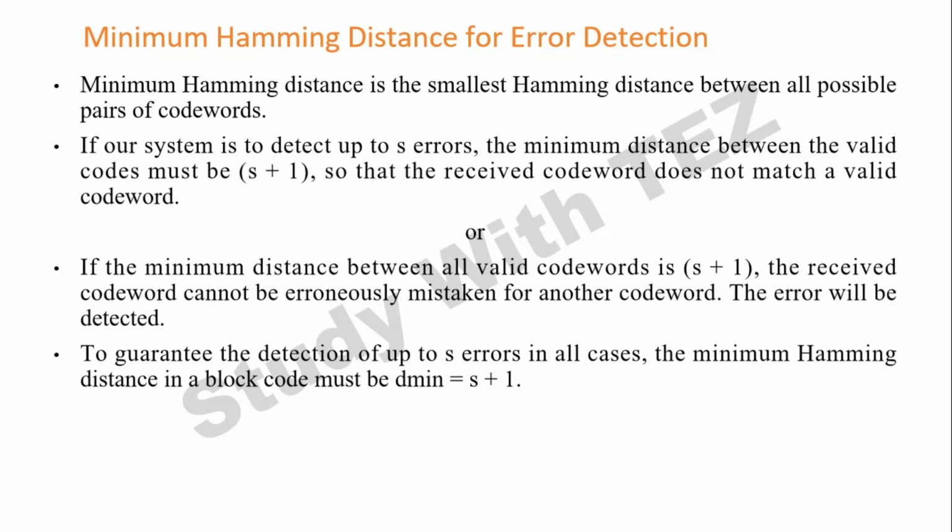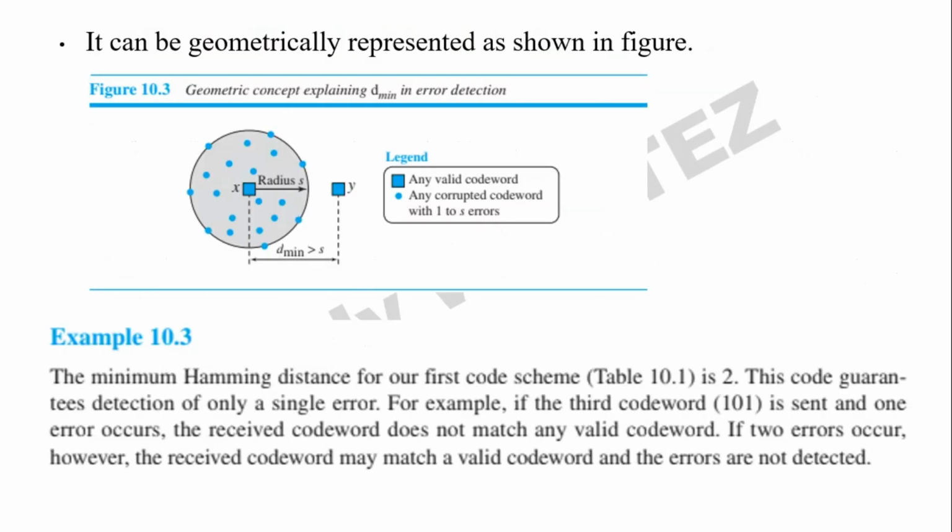To guarantee the detection of up to s errors in all cases, the minimum Hamming distance in the block code must be at least s plus 1. That is, suppose you want to identify two errors, then it should be 2 plus 1, that is 3. So minimum distance must be 3. The same thing is geometrically represented here. If you can see here, the dots within the circle and at the perimeter are nothing but the errors.